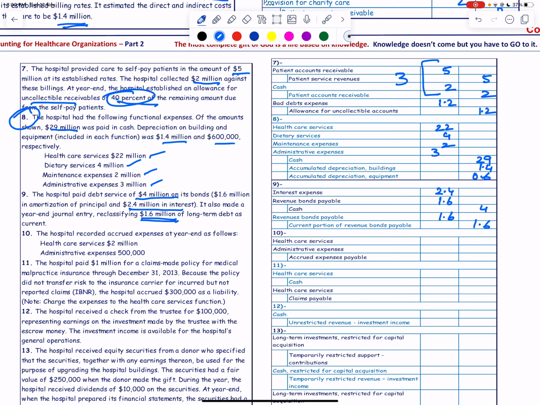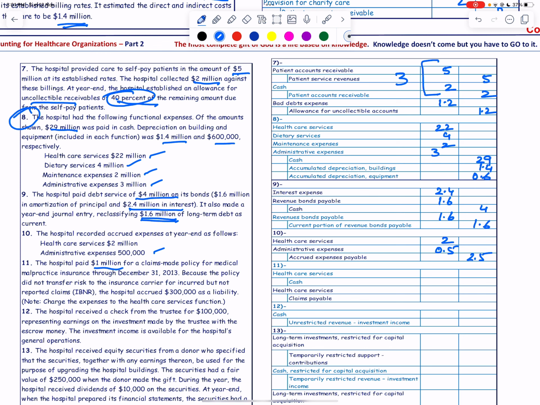Then the hospital recorded accrued expenses at year end as follows. We have healthcare for 2 million. So healthcare is debited by 2 million. Then administrative expenses are 500,000. So the total accrued expenses are 2,500,000.